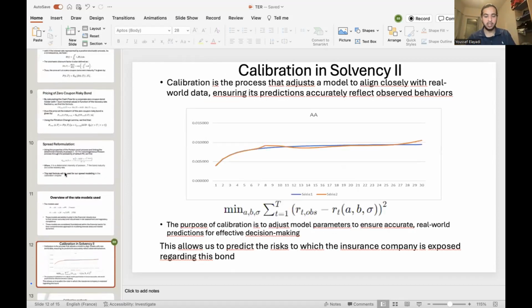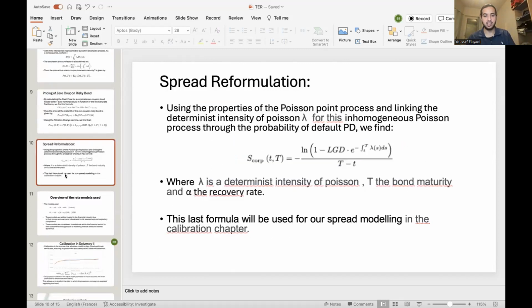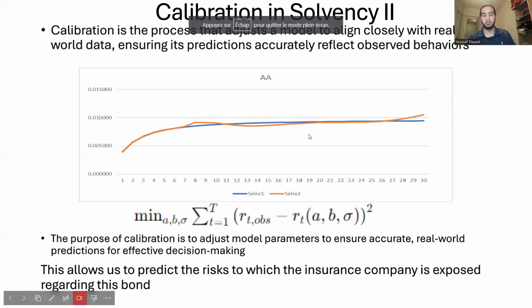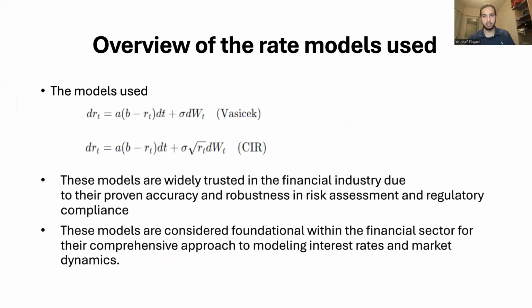So I will now let Bilal introduce the Vasicek, the CIR model, and the calibration and validation process. And then we will have a small conclusion where we will thank our tutor and the people that contributed to this project. So I will stop sharing and I will let Bilal go through his parts. Okay, so you can go, Bilal. I can see the screen recording.